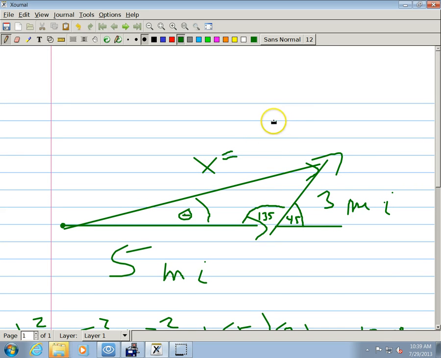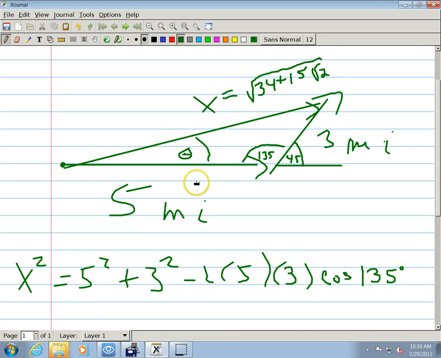And then law of sines will give me the angle, right? So it's 34 plus 15 rad 2 was x squared. When we square rooted it, we got the 7.4 miles, right? Now that's an exact amount for x, so I don't have round off error later when I'm trying to get the angle. So how do you get this angle? Well, we use the law of sines, because we had side angle side, right? We had this side with this angle and this side. How do you suppose you're going to get the angle? Law of sines.